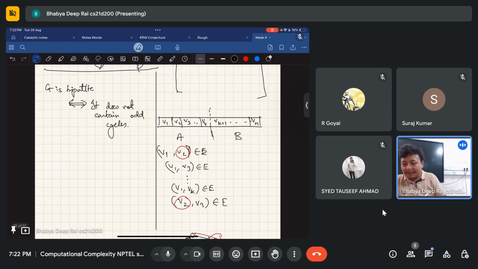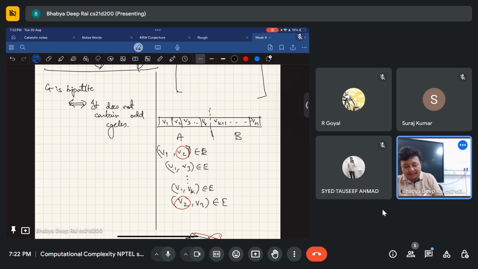So G, I want to check whether G is bipartite or not, and it does not contain odd cycles. I know how to detect cycles. I can actually even tell you what the length of the cycle is. I can count and tell you the length. I can always do counting in log space.